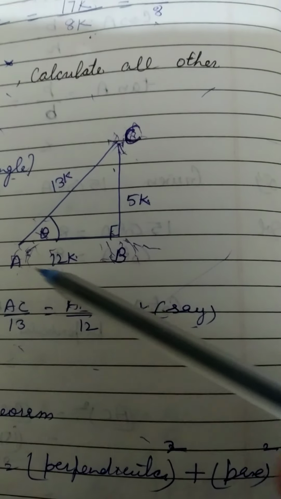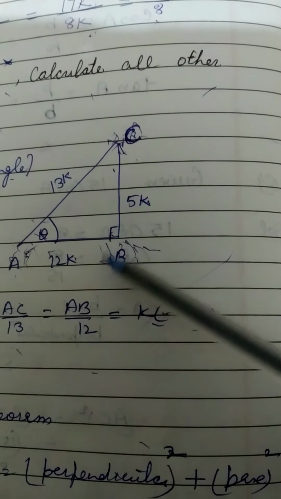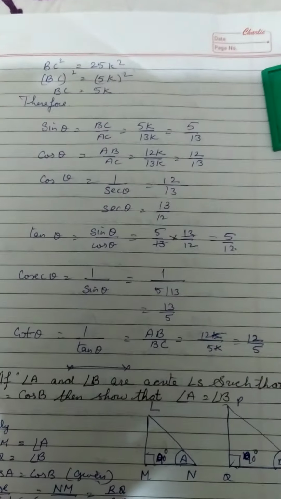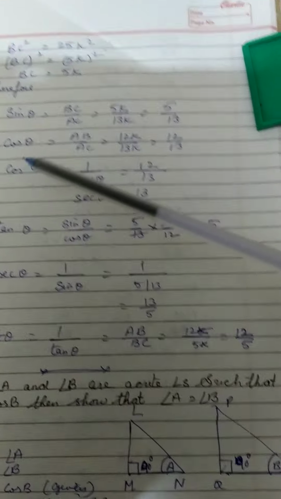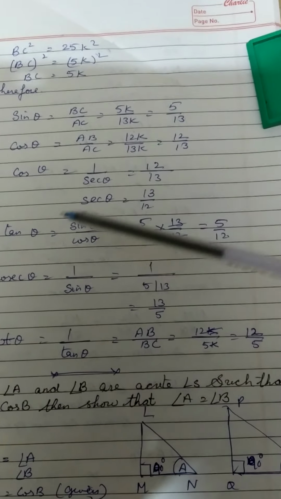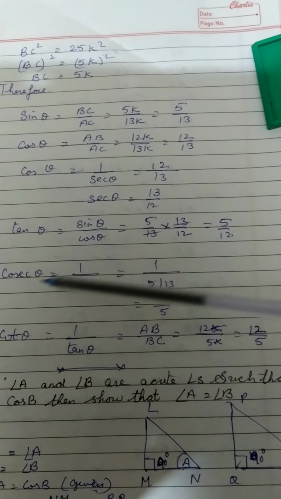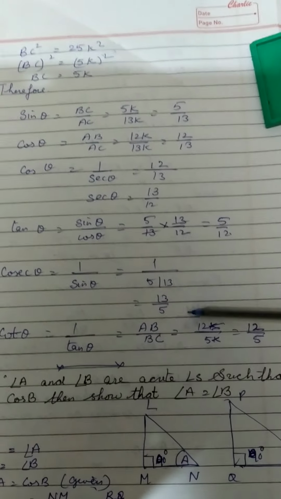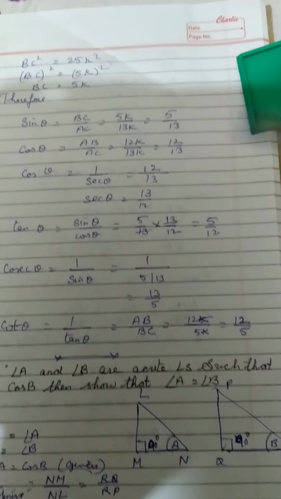Perpendicular is BC, then cot theta is 12 upon 5. See here, these are the values: cos theta is 12 by 13, tan theta is 5 by 12, cosecant theta is 13 by 5, cot theta is 12 by 5.